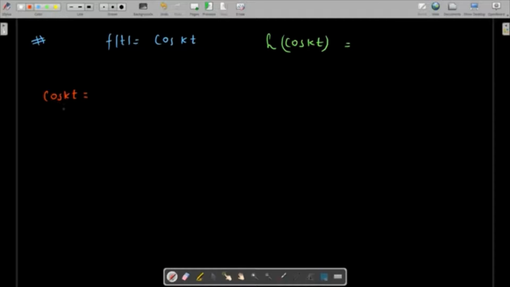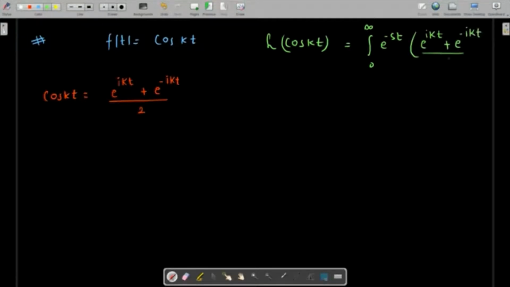If you recall, in the world of complex numbers, cos kt can be written as e raised to i kt plus e raised to minus i kt over 2, where i is the square root of minus 1, which is iota. So I'm going to rewrite this integral as the Laplace, that is, the integral from 0 to infinity of e raised to minus st, and I'm going to replace cos with e raised to i kt plus e raised to minus i kt over 2, dt. So the 1 over 2 is a constant and comes out.